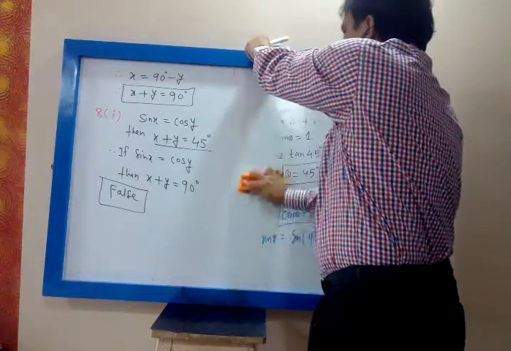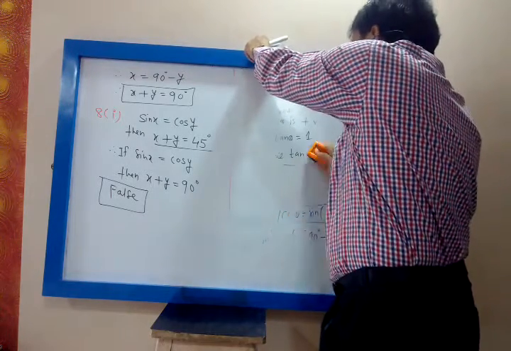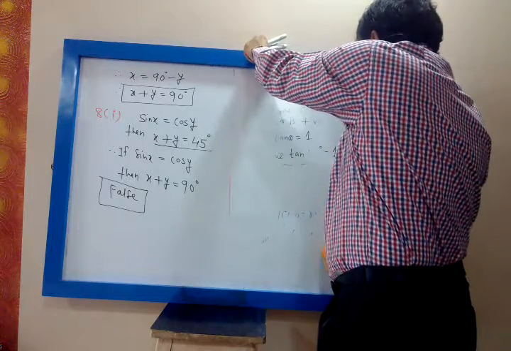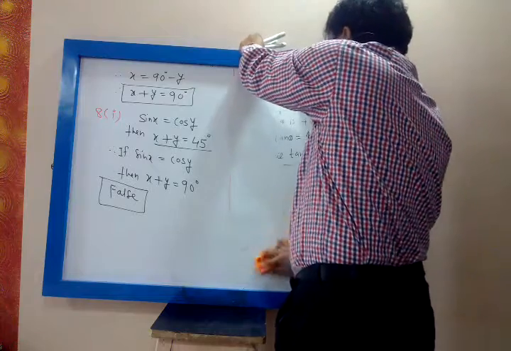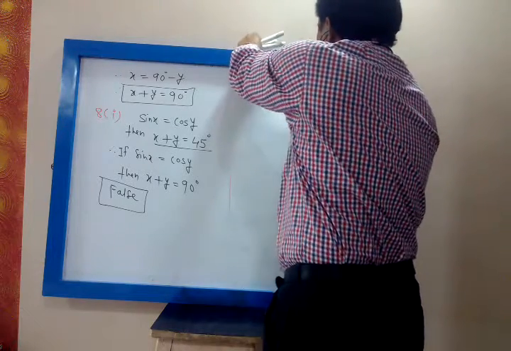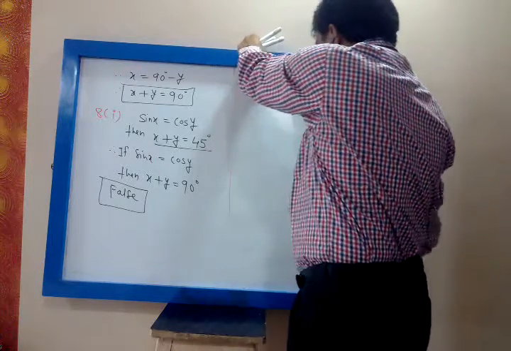These we are going to study in detail in complementary angles. That cos theta is sin (90 minus theta). Cos theta is sin.